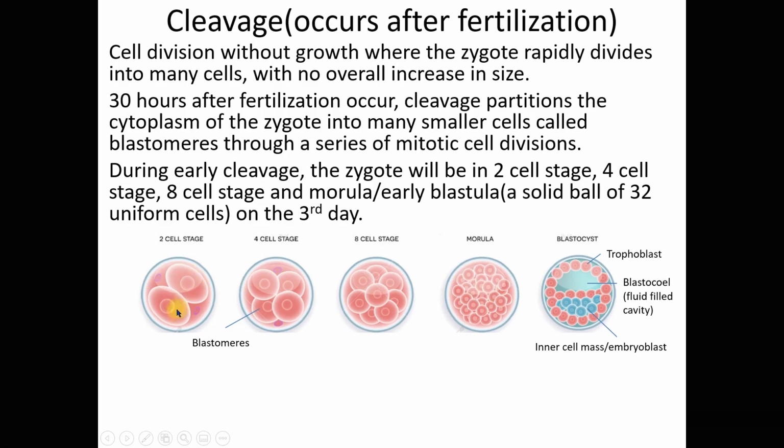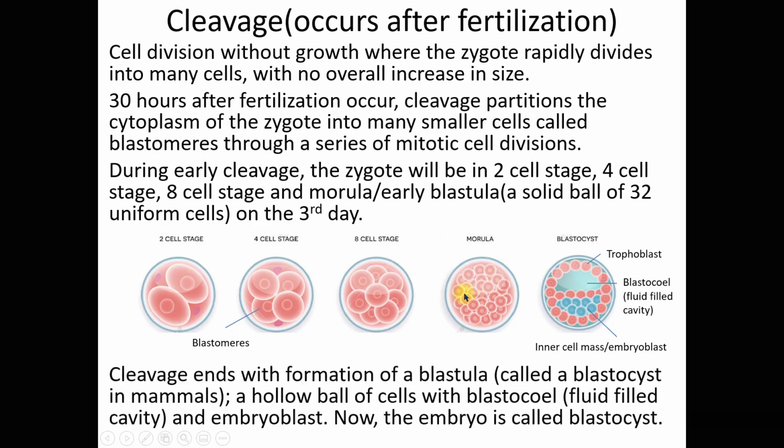In the 2-cell stage, we have 2 blastomeres. In the 4-cell stage, we have 4 blastomeres. In the 8-cell stage, we have 8 blastomeres. On morula, we have 32 uniform blastomere cells. And normally morula is formed on the 3rd day.